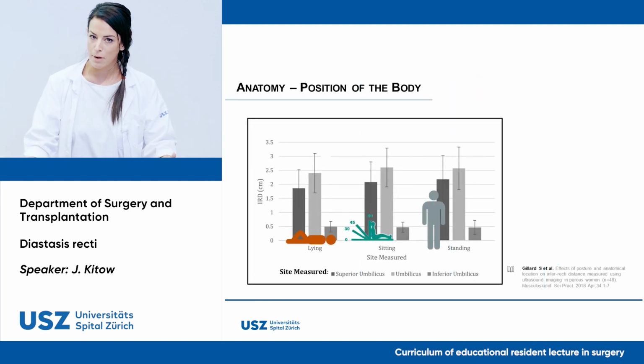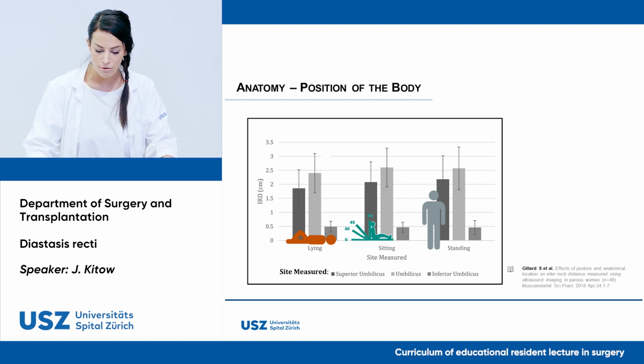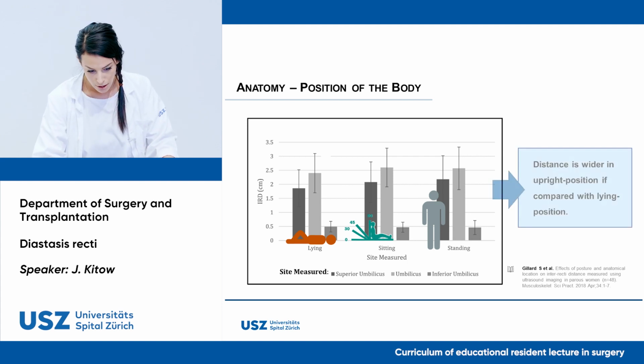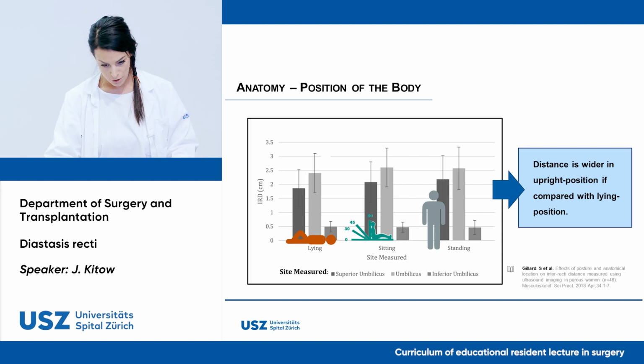So when it comes to measurement of the linea alba, it's very important to keep the positioning of the body in mind, as you can see here on this graph, because the distance of the linea alba is wider in standing position than in lying position.